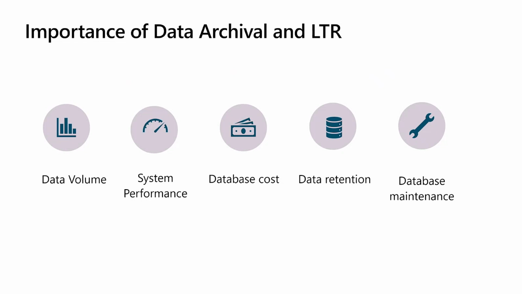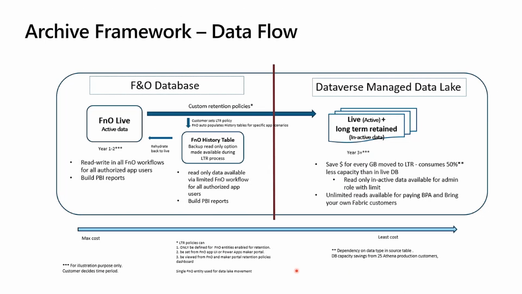Once you do all these steps like cleaning up the database and doing the archiving, it helps you do the database maintenance, which is maintenance for the indexes and others, and moving the data from one environment to another. Now, just look at the high-level architecture of the data flow that we have in the archive data framework. We have two sides: the left side, which talks about the F&O database, and the right side, which has the Dataverse managed data lake.